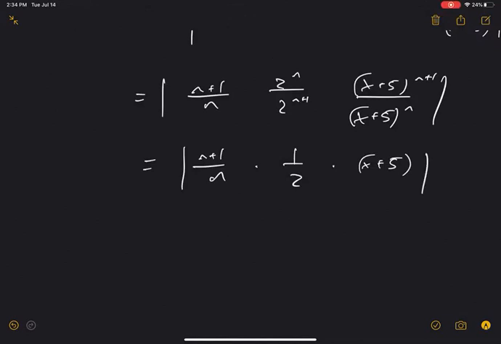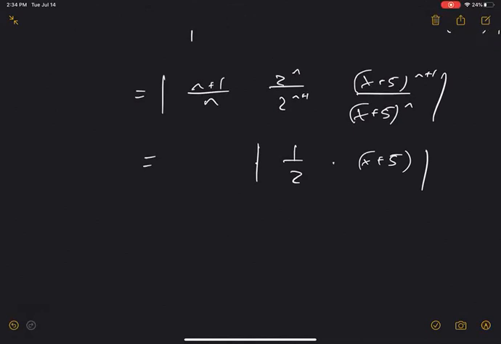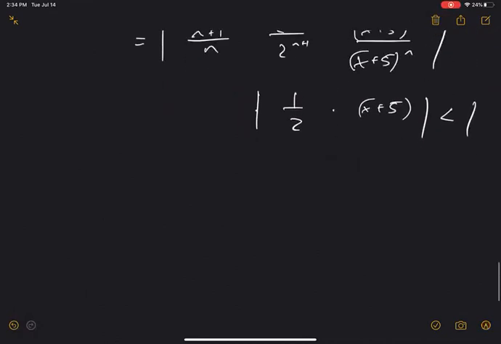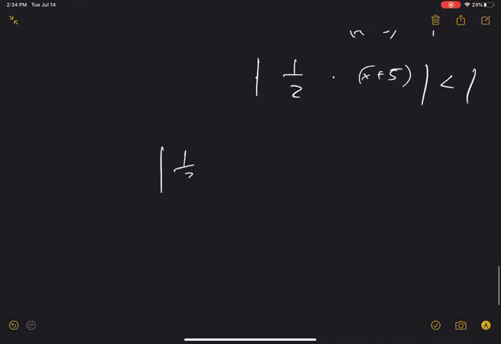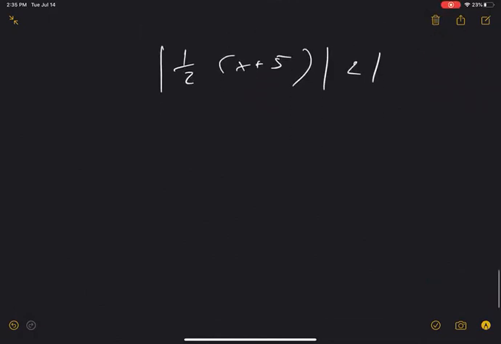Now I want the limit of this thing to be less than 1, right? The limit of this piece is equal to 1. So I need to make sure that the limit of this stuff, the value of this stuff, is less than 1. So what I need is this inequality. So let's solve this inequality, and let's just go ahead and rewrite it here. Okay, I want to solve this inequality.